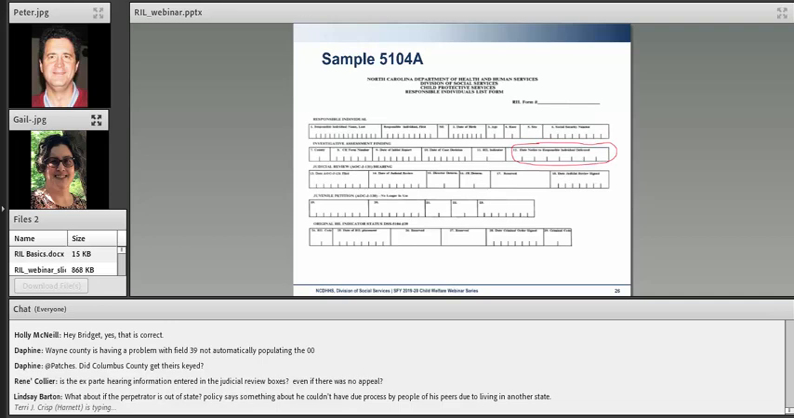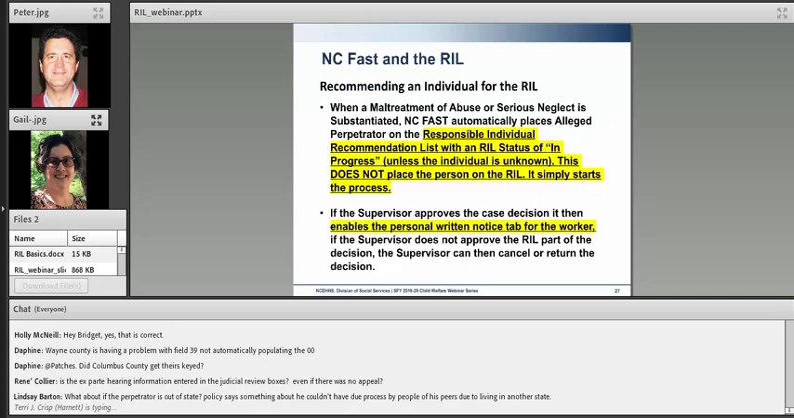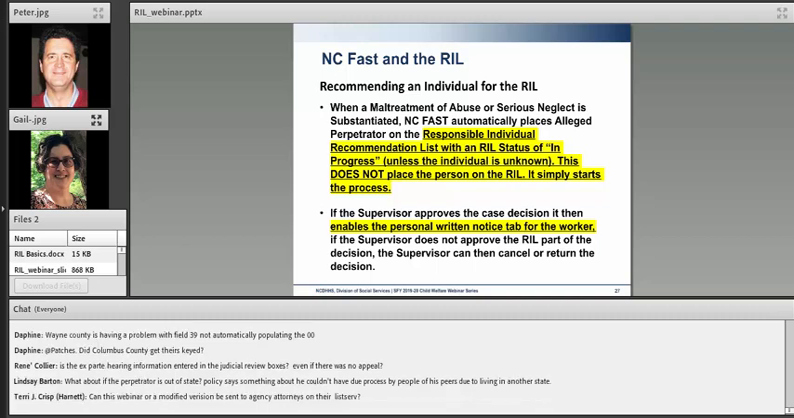Okay. All right. The second part is about NC-FAST, and I'm not going to walk through and show you how to do NC-FAST, but I just want to, much like we did with the 5104A, show you some things about what happens for those counties who are using NC-FAST for your investigations. When a maltreatment of abuse or serious neglect is substantiated, you can see NC-FAST automatically places the alleged perpetrator on the recommendation list. And so when you look at it on the screen, or if you pull that report, the status would be in progress, unless the individual is unknown.